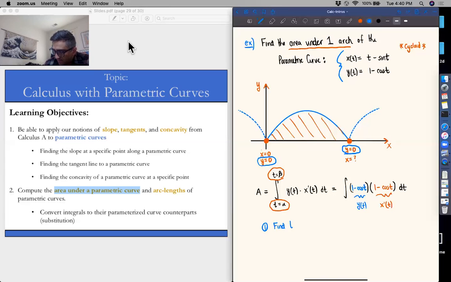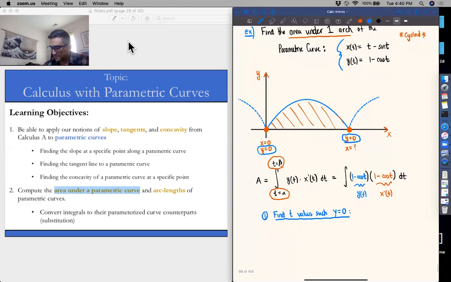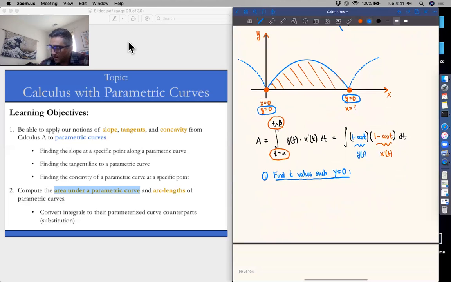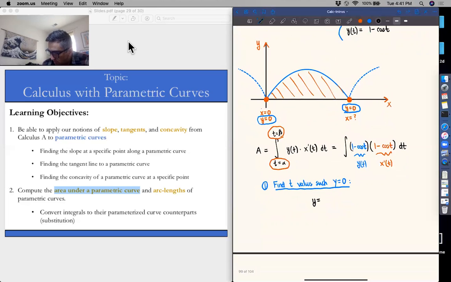So we're going to find t values such that y is equal to 0. And then we're going to compare those, and you look at the x values at those specific t values as well. All right, so if you remember, our function for y in this case was equal to 1 minus cosine of t.